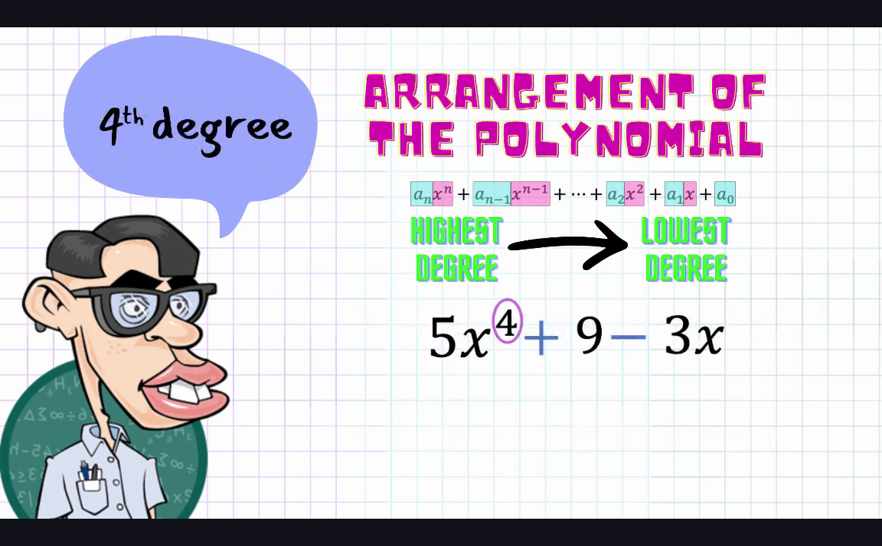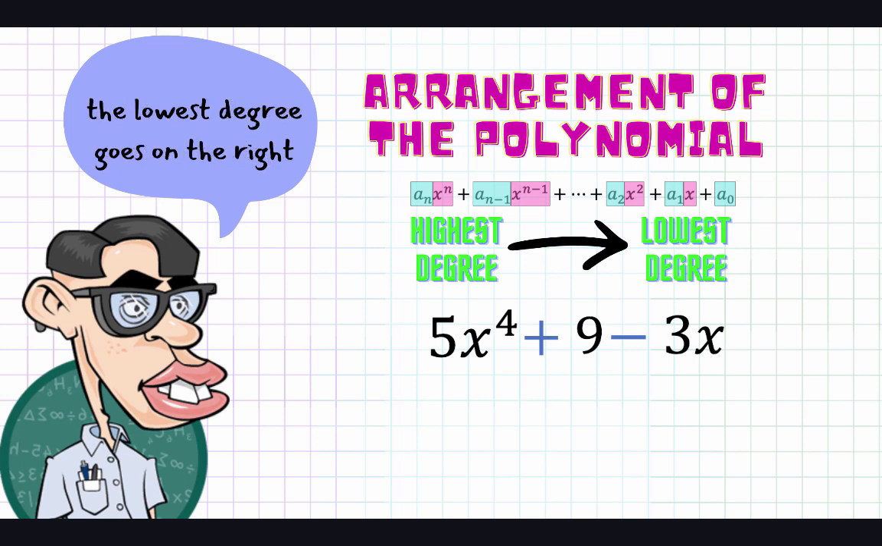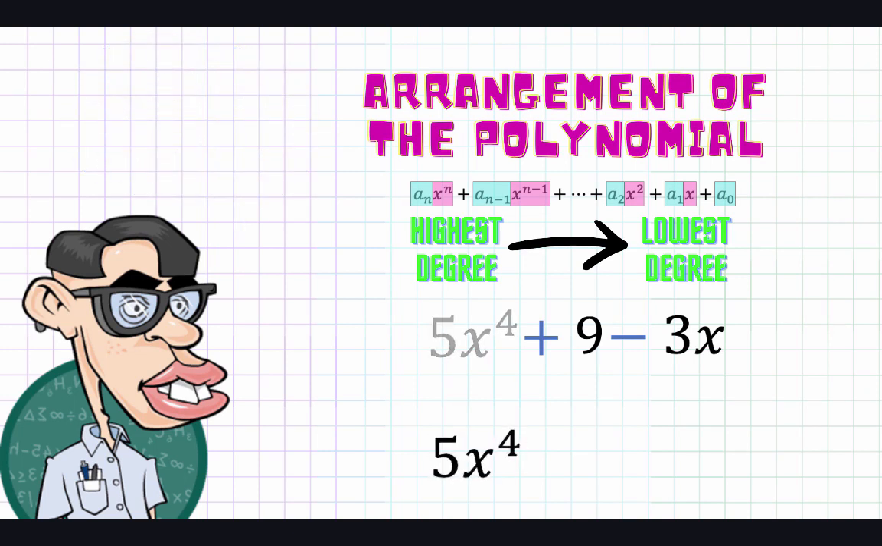But of course, not every polynomial has a term of every degree. This, for example, is a 4th degree polynomial but only has 3 terms. However, we should still put them in order from highest to lowest, even though it has some terms that are missing. So the 5x to the 4th should come first, and then the minus 3x, and finally the plus 9.